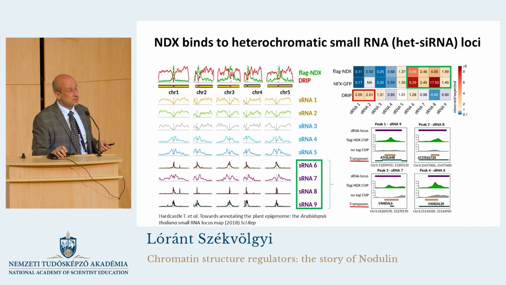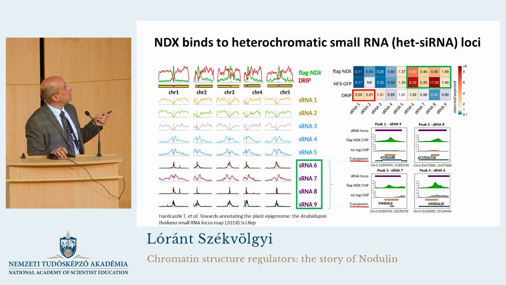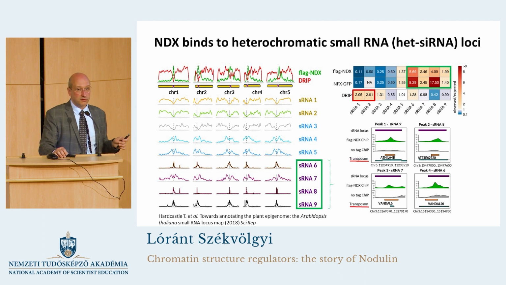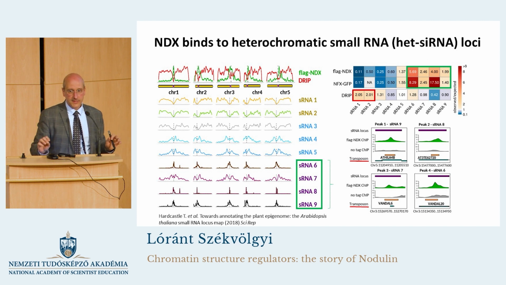At higher magnification, if you just look at the chromosomal spectrum, just look at the green spectrum, which is the enrichment of the NDX protein. And below, you can see the distribution of the so-called heterochromatic small RNAs. These are small RNAs that regulate the activity of transposons. They have nothing to do with proteins.